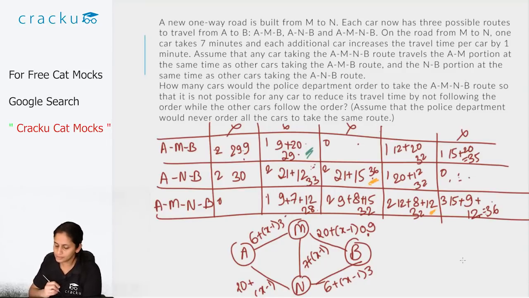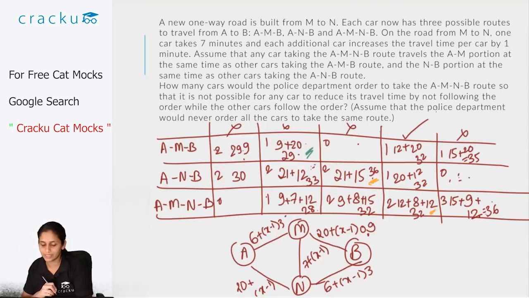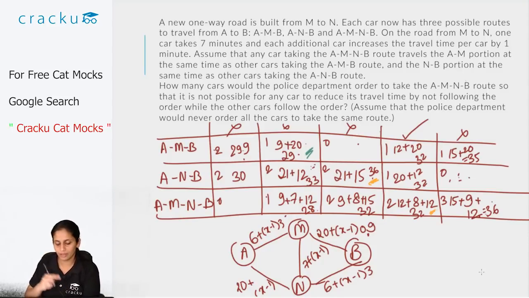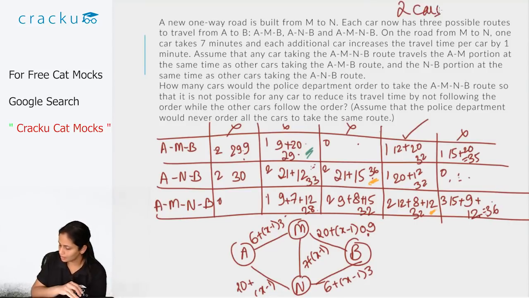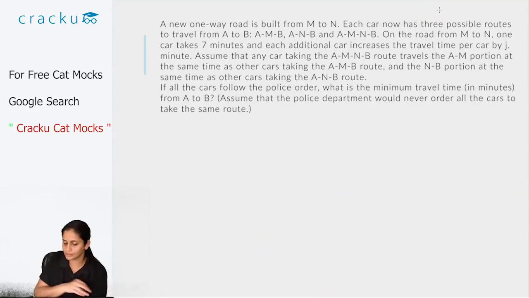So from all of this, you can see that the only viable case where nobody will switch is if the number of cars that go is 1 car from A and B, 1 car from A and B, and 2 cars from AMNB. So the answer to this question, how many cars would they route through AMNB, is 2 cars. Now let's take a look at the last question of the set.